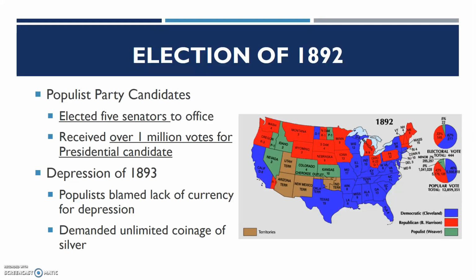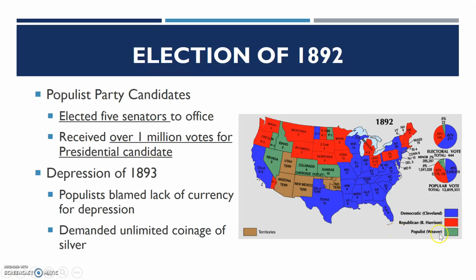Okay, so in 1892, the Populist Party ran for many offices, and they were quite successful in local elections. So they were able to have 5 senators elected to office. They also received over 1 million votes for the presidential candidate. However, they didn't win that presidential election.